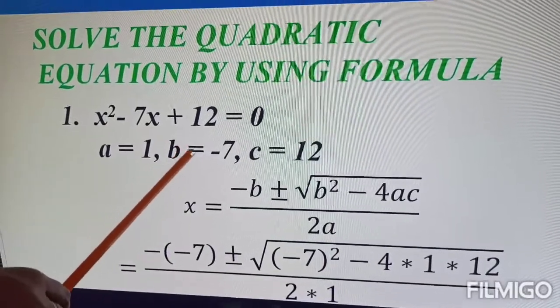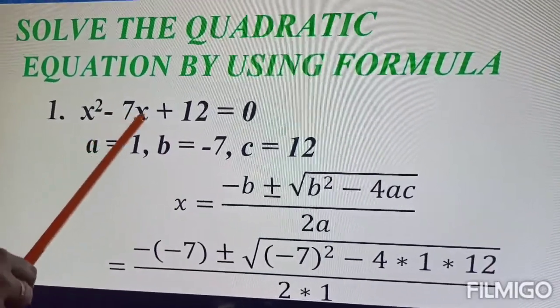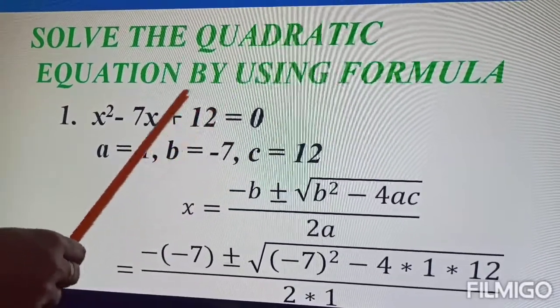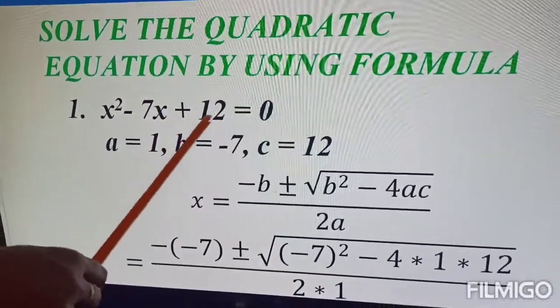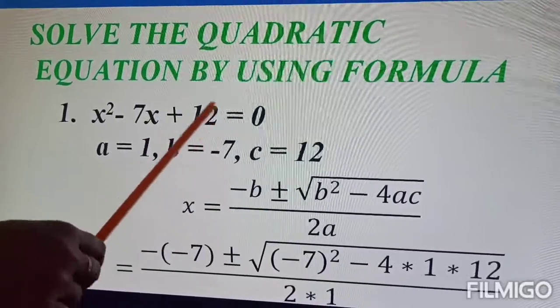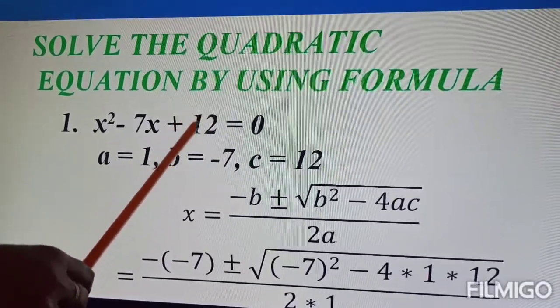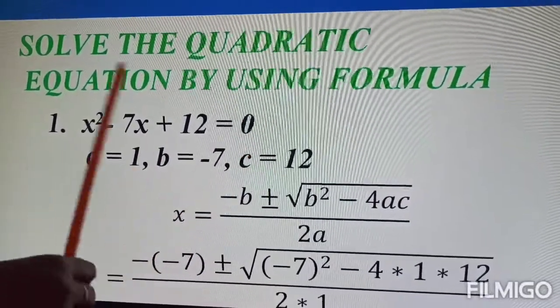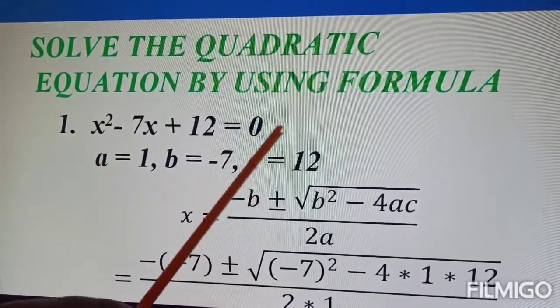Then b value is minus 7, that is the coefficient of x. Last, the c value is a constant value. What is there? Only a constant number. In the last is there, no? That is c. Okay. Now we got the a, b, c values.